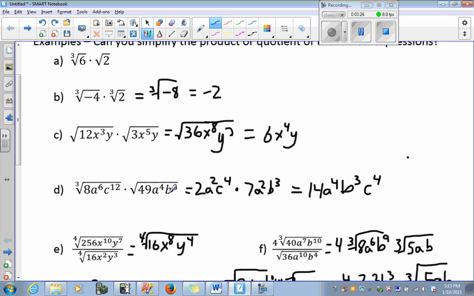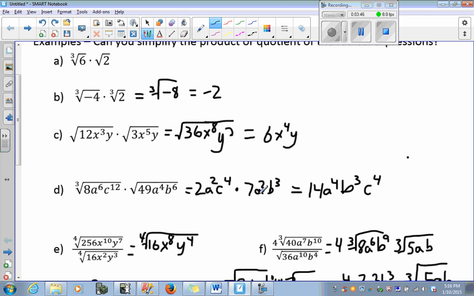Now, let's look at this part, the square root of 49a to the 4th b to the 6th. Well, the square root of 49 is 7. The square root of a to the 4th is a squared, and the square root of b to the 6th is b cubed. So we've taken this and broken it down to this.